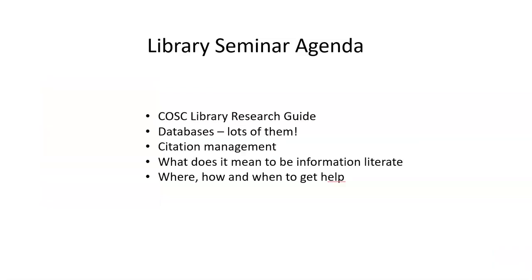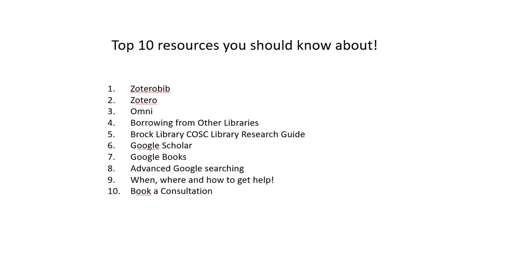Here's what I'm going to talk about today. The Computer Science Library Research Guide, which is central to everything. We're going to talk about databases, and there are lots of them. Citation management. What does it mean to be information literate? Where, how, and when to get help. So let's get started. Here are 10 things you should know about.